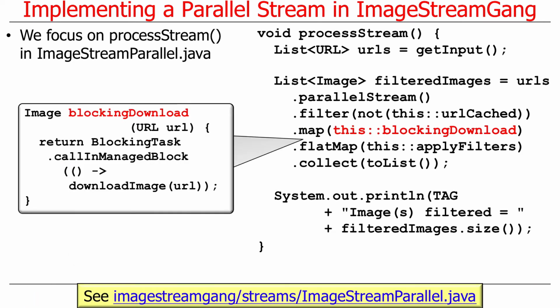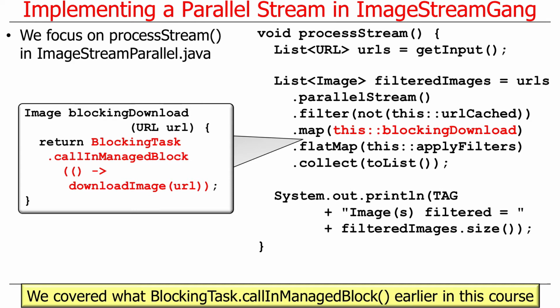Here's what the code looks like. This is kind of fun. As you can see here, blocking download is a method. We can pass in a method reference. It takes a URL and returns an image. And under the hood, what it does is it goes ahead and calls blocking task call in managed block.